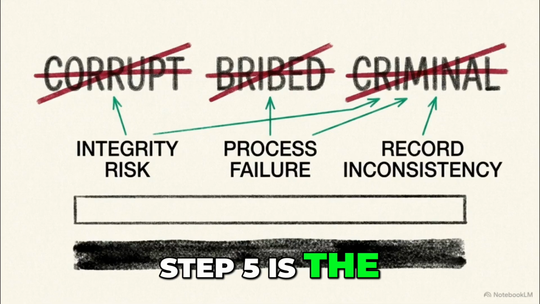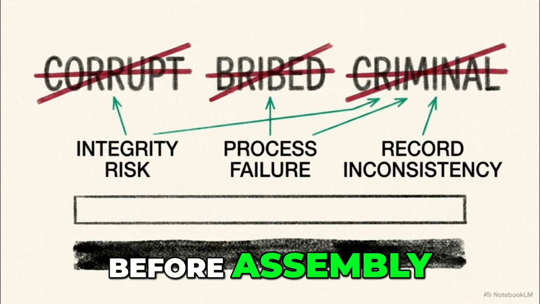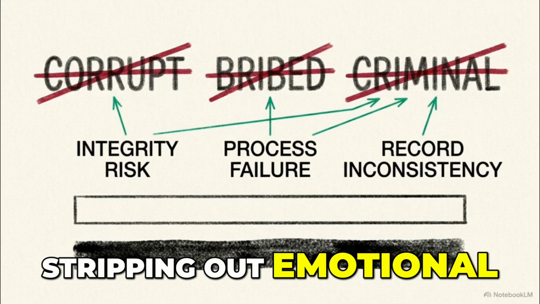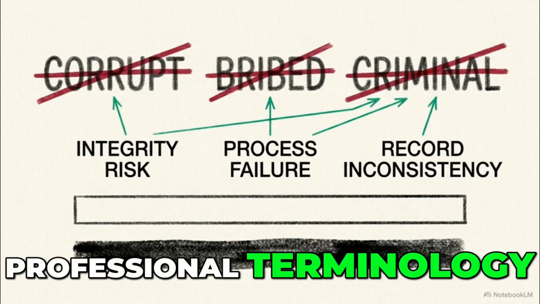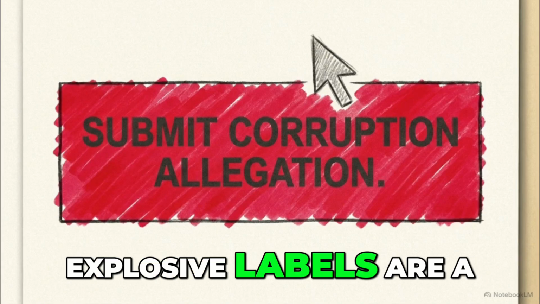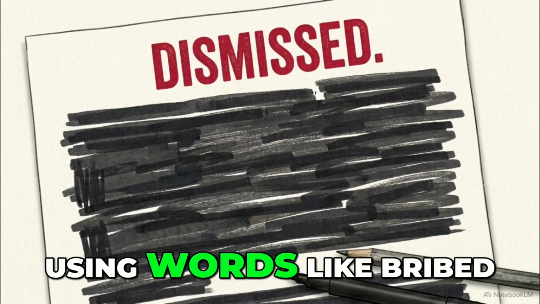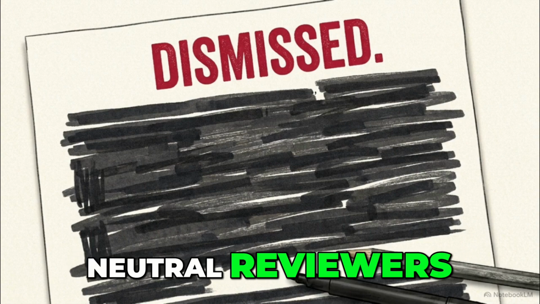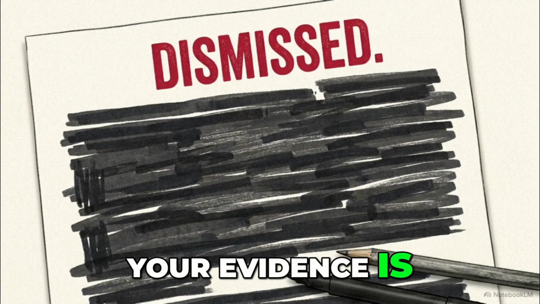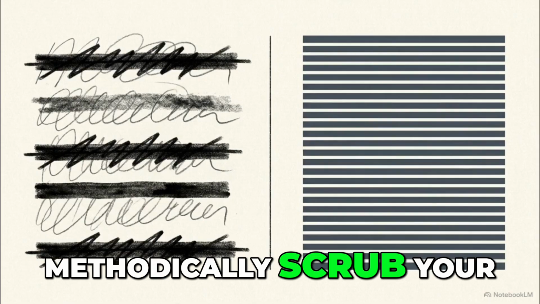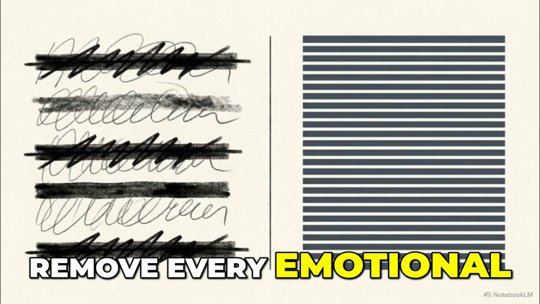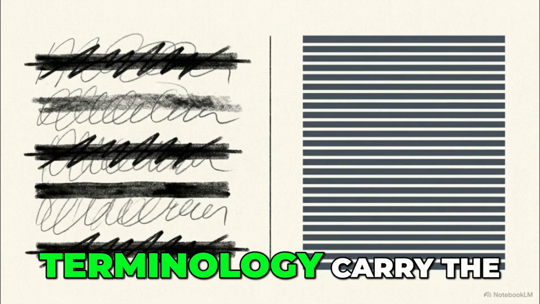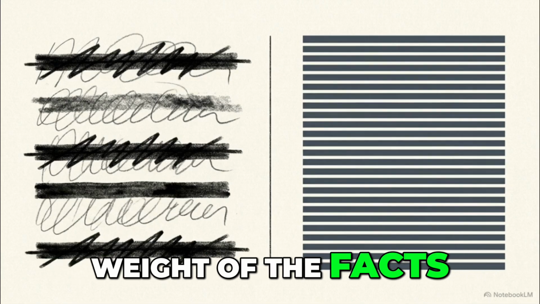Step 5 is the final review. Before assembly, you must completely sanitize your packet's vocabulary, stripping out emotional language and replacing it with professional terminology. Explosive labels are a dangerous trap. Using words like bribed or corrupt instantly destroys your credibility with neutral reviewers, regardless of how strong your evidence is. Methodically scrub your table. Remove every emotional descriptor and let objective, process-oriented terminology carry the weight of the facts.